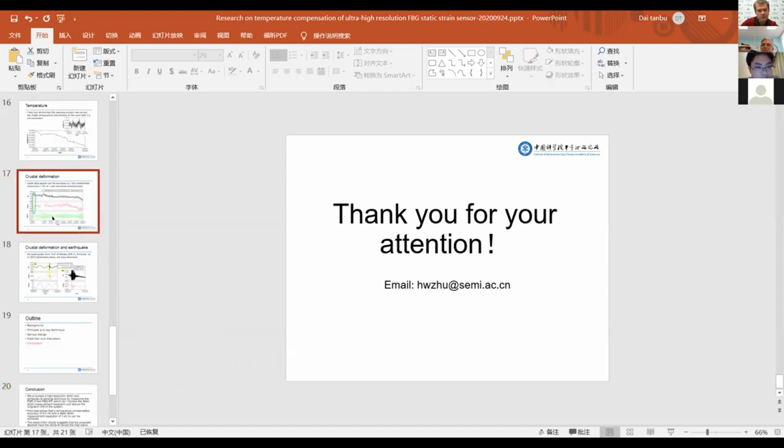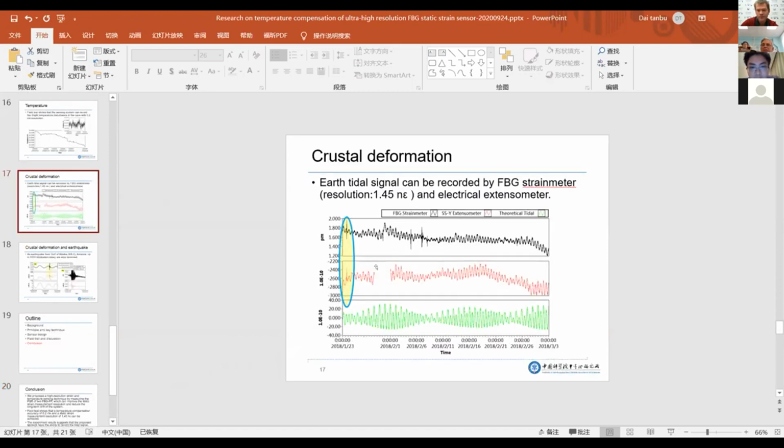Yes. This picture, we can look at this picture. The black line is the FBG strain meter, and the red line is the electric extensometer. They have the same trait. And which sensor is better?